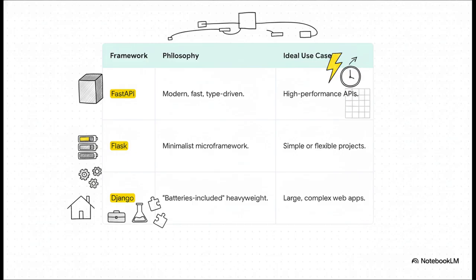And FastAPI, it hits that perfect sweet spot for modern APIs. It's lightweight, but uses modern Python features like type hints and async to give you incredible performance and an amazing developer experience from the get-go.